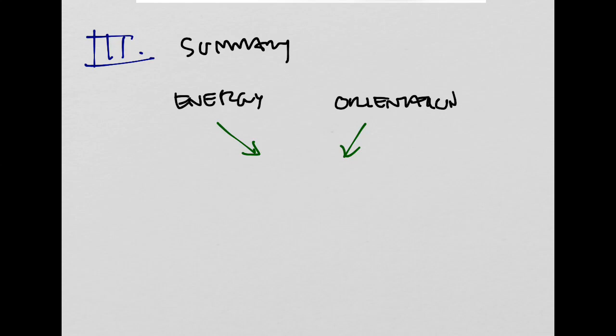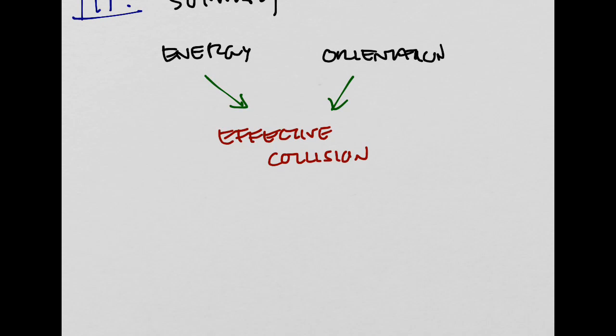And if we have the proper energy and the proper orientation, then we can actually have something called an effective collision, so that the two things will come together. And if we have enough effective energy and proper orientation, that's going to have an impact on our rate of reaction, right? Because the more effective collisions we have, the higher our rate of reaction will be.